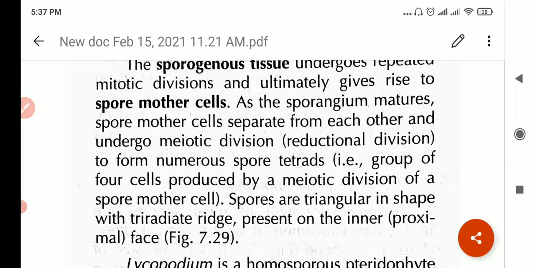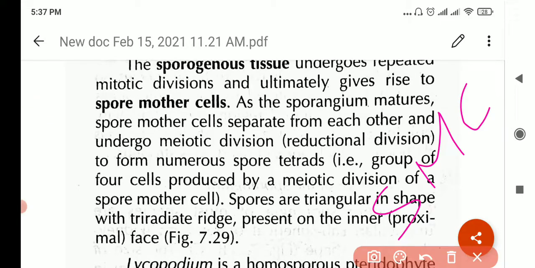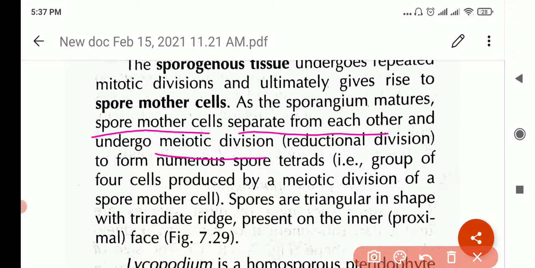Okay. So as the sporangium matures, what happens? The spore mother cells will separate from each other and then they will undergo meiotic division. Up till now, we started from the archesporial initial, jacket initial, then we got the sporogenous tissue, right? Everything that happened was mitosis, no? From 1 to 2, 2 to 4.